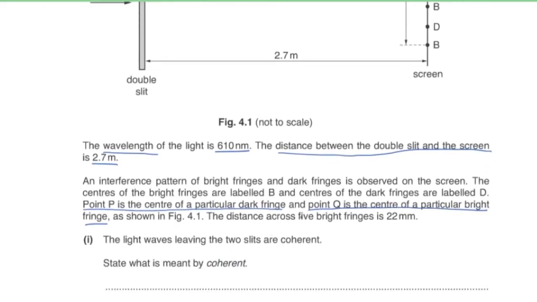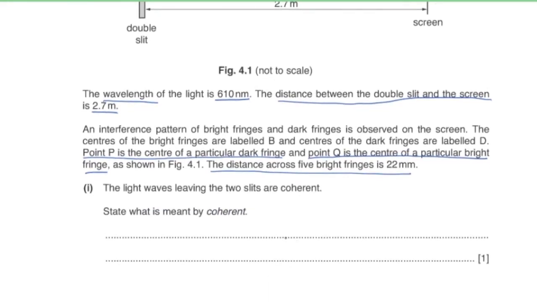The distance across 5 bright fringes is 22 millimeters. Part 1, the light waves leaving the two slits are coherent. State what is meant by coherent. So waves with constant phase difference are called coherent waves.